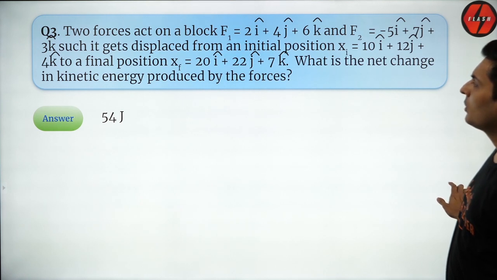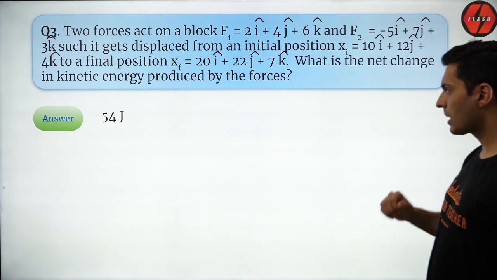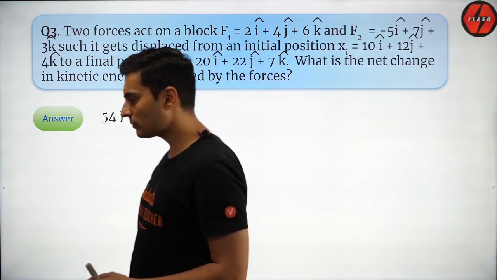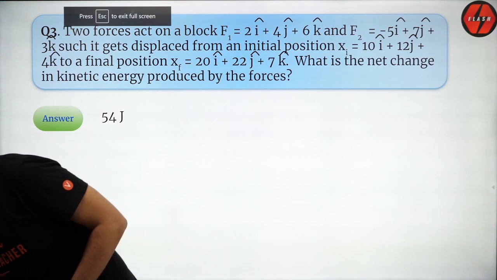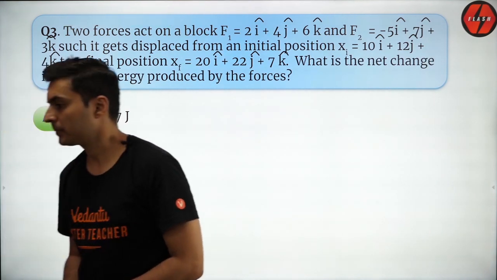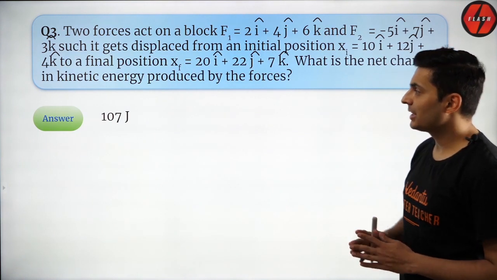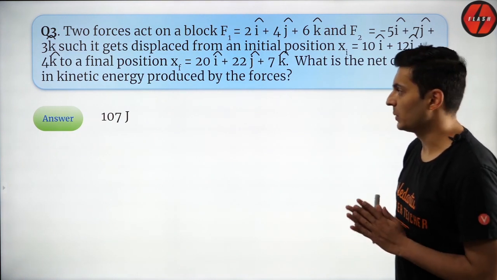Okay, I'm not sure why it was given as 54. We need to check that. So the answer to this question is 107 joules.